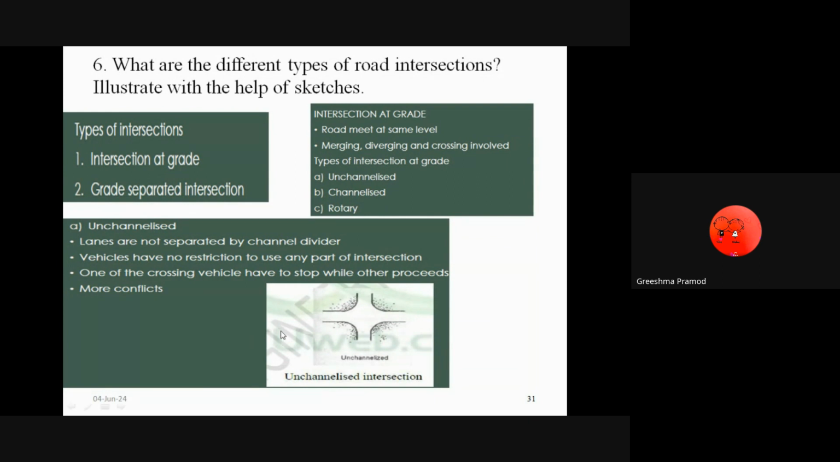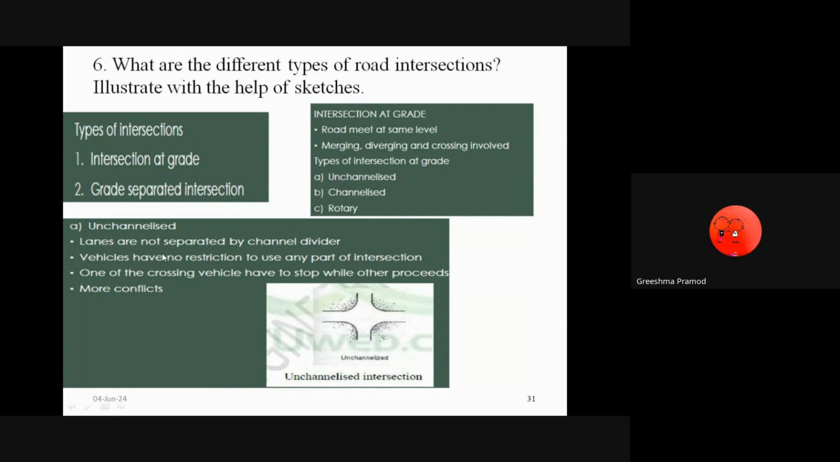Now, what are the different types of road intersections? Illustrate with the help of sketches. Okay, so you have two types of intersections. Intersections at grade, that means intersections of roads which meet at the same level, and you have the grade separated intersections. So in intersection at grade, the roads meet at the same level. So merging, diverging, and crossings are involved in that. Different types of at grade are unchannelized, channelized, and rotary. So the sketches are given to you.